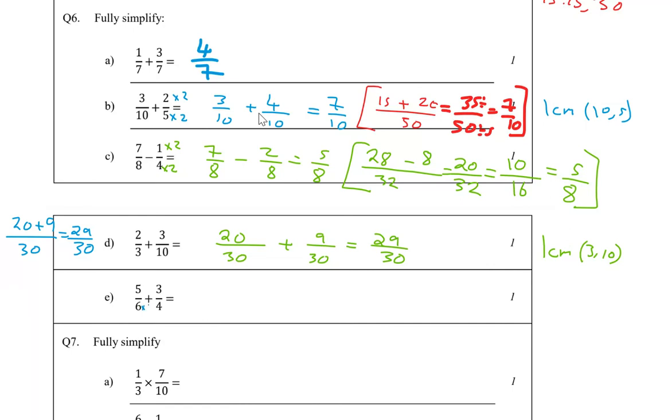is 24. Okay, classic mistake. The lowest common, 24 is a common multiple, but not the lowest common multiple.